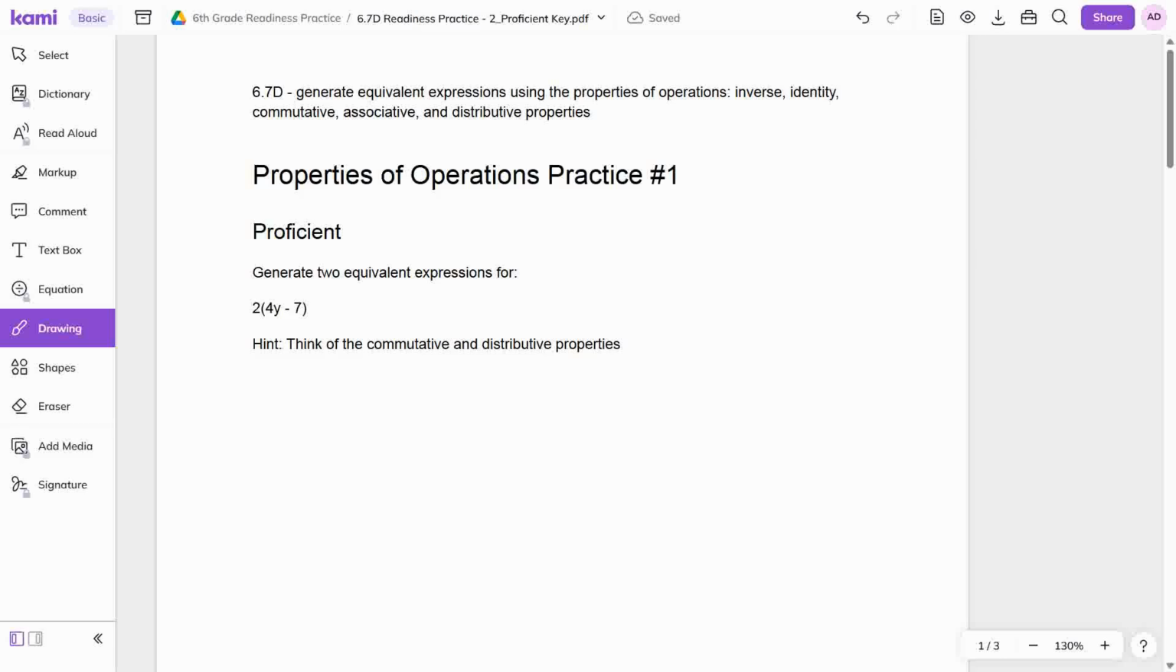Today we are looking at the 6th grade concept of properties of operations. This is 6.70 Readiness Practice, the Proficient version.